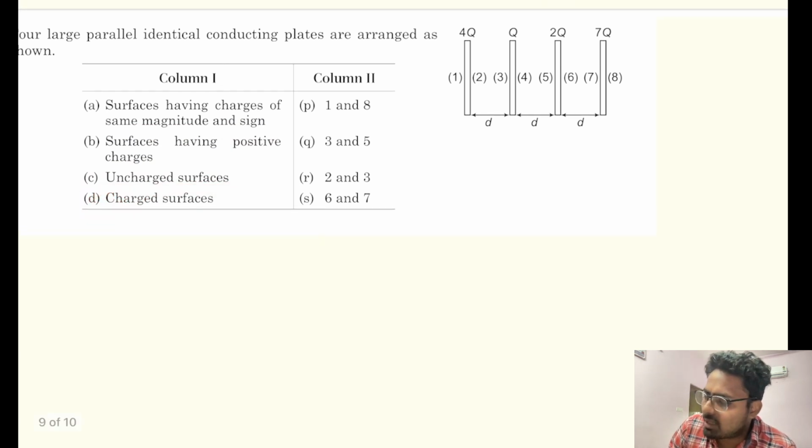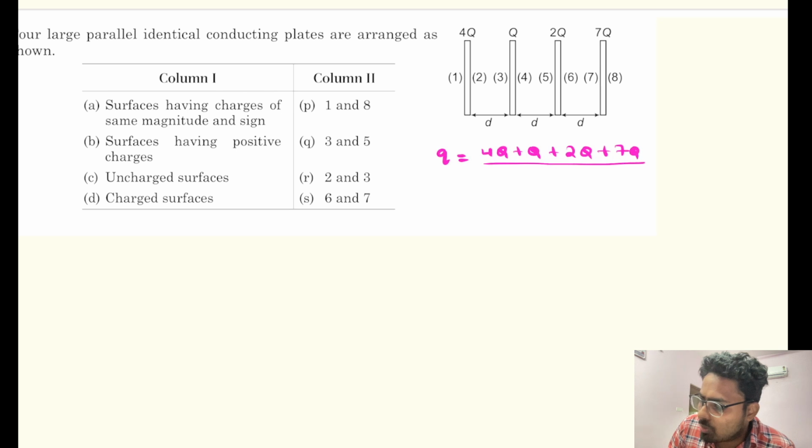So first let me find Q. Q is nothing but the mean, that is, the total sum, 4Q plus Q plus 2Q plus 7Q, whole divided by how much? Not divided by 4; it is the total sum divided by 2, so that will be the answer. So 4Q, Q, 2Q, 7Q: 9 plus 1 is 10, so therefore Q equals what?